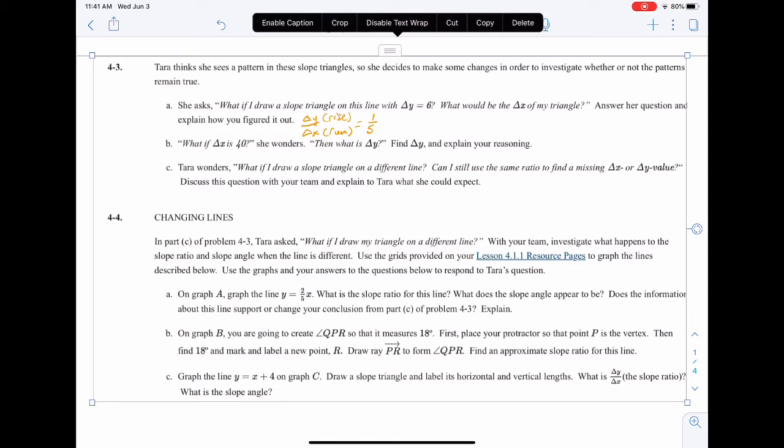So at this point, I'd like you to pause the video and complete letters A, B, and C on your own. You can do it, give it your best shot, and when you've finished, hit play again to check your work.